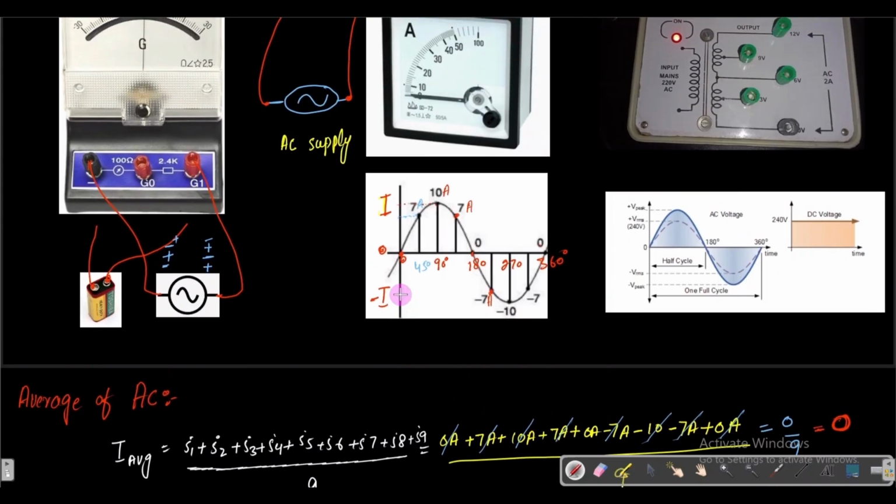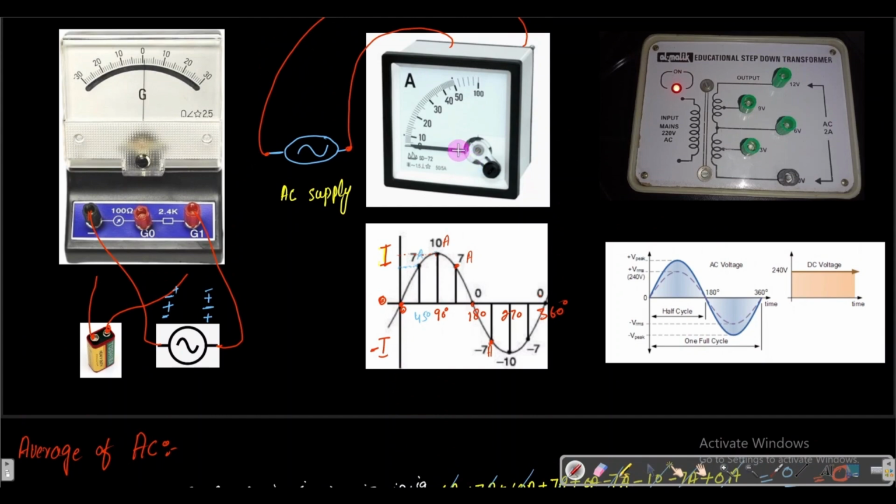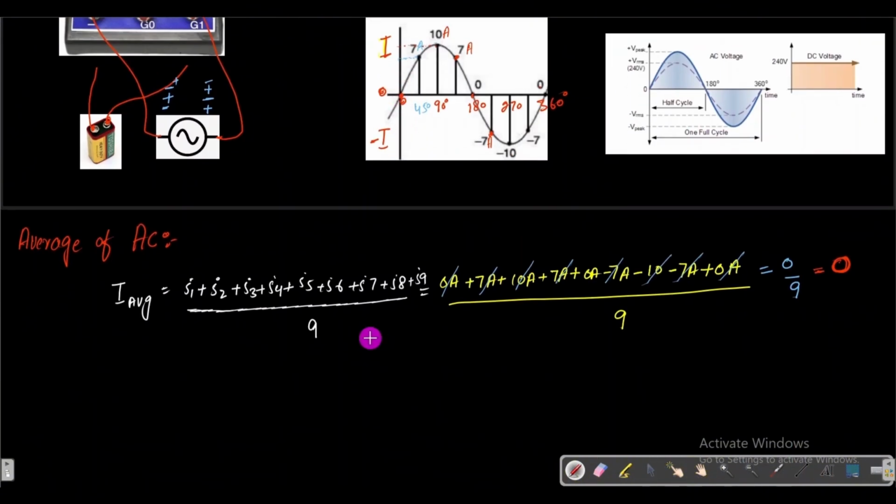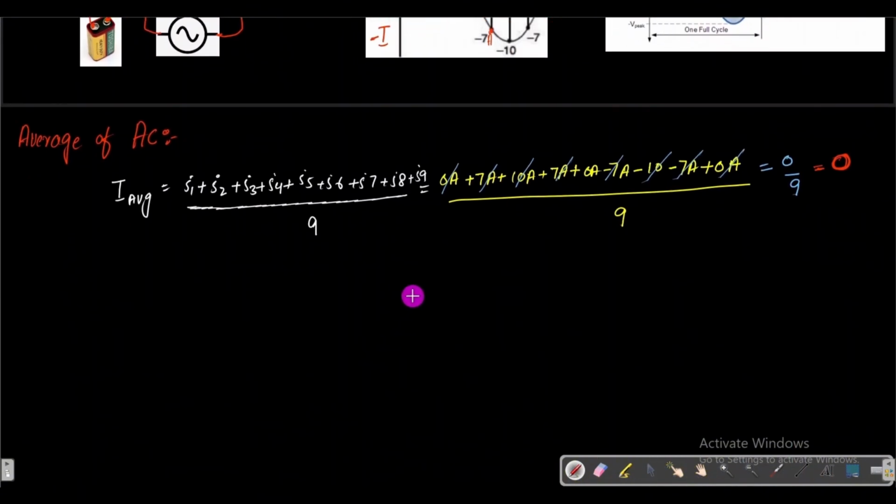From here we conclude that if I provide the AC supply, it will show some deflection. This deflection is not due to the average. So how then does it show a specific deflection with a specific value? That's not due to the average, since the average is 0. So what will we do so that the answer does not become 0?